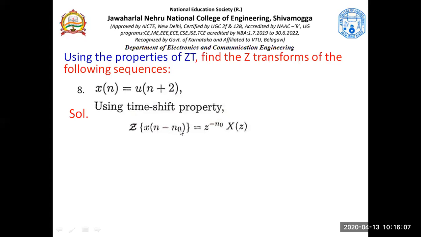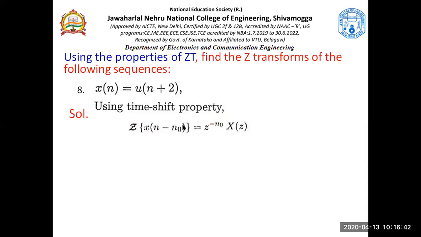Understand? So here you will have z to the power n naught, z to the power minus n naught if you have minus n naught, and if you have plus n naught here, it would be z to the power plus n naught. Remember this. This we have proved also. Whatever proof we have done for the property, the same properties are being made use of to find the z transforms. So our job is to remember the properties. What is it that we need to remember here?